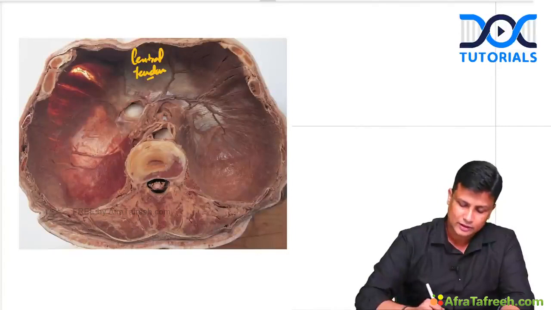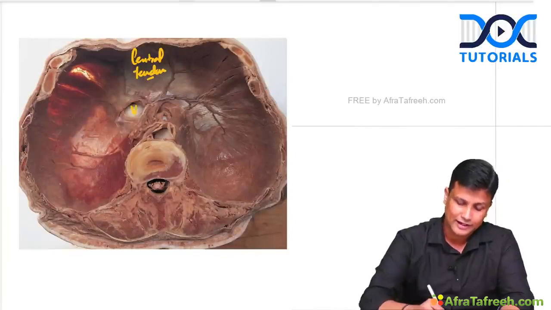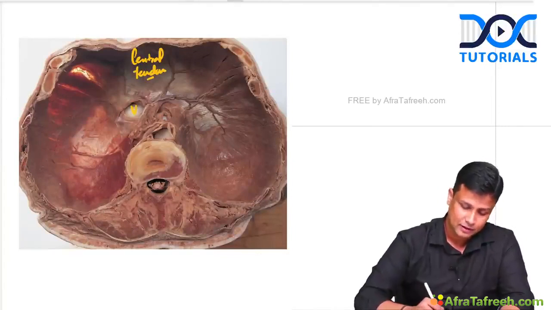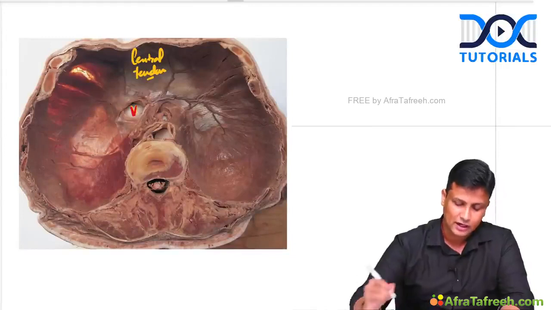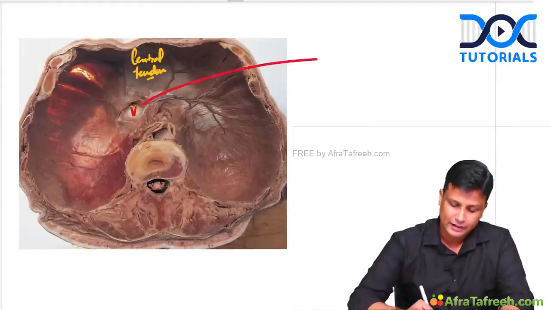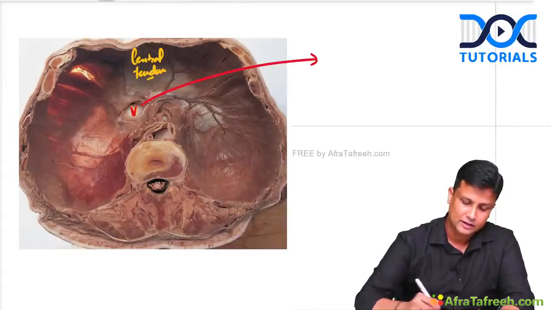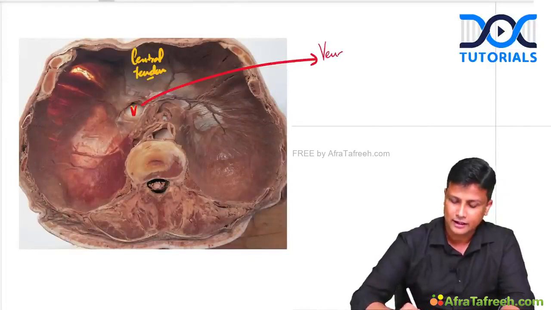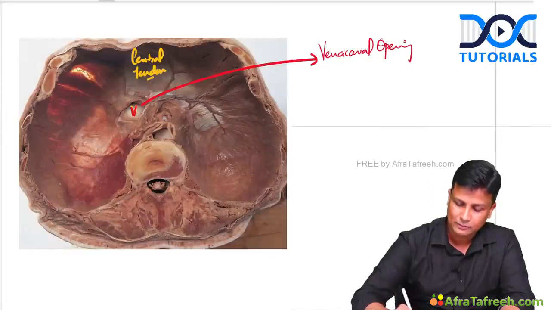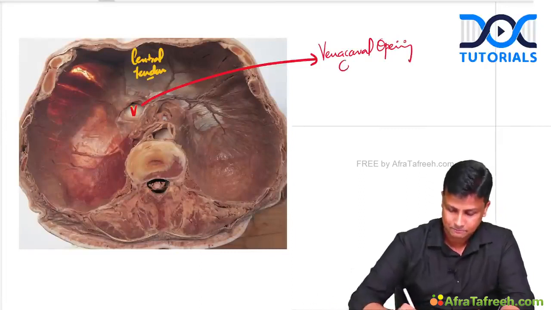And then this one here will be the vena cava opening. How to identify the vena cava opening, sir? If this type of cadaveric image is given, how to identify? The vena cava opening will be present in the central tendon. That is the best way to identify the vena cava opening.